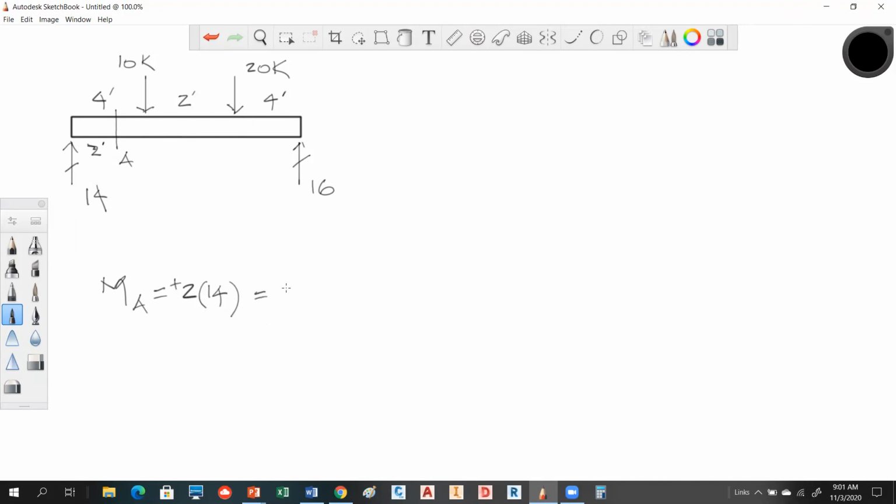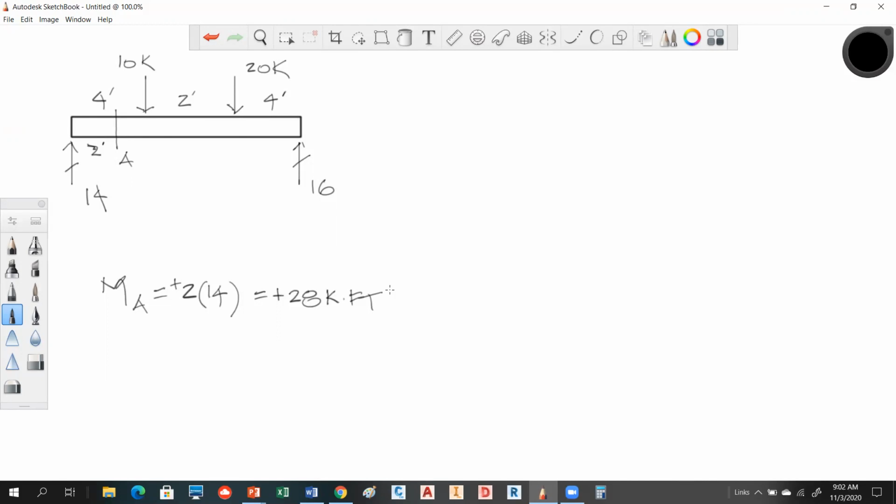So that would give us what? Positive 28, right? Because we're defining that as a clockwise moment. And what would the unit on that be? Now remember, moments are what? Force times the distance. So that would be kip feet. Shear is going to be just strictly the load force value, pounds, kips, newtons, and moments are going to be a force times a distance always. Okay, so just keep that in mind.